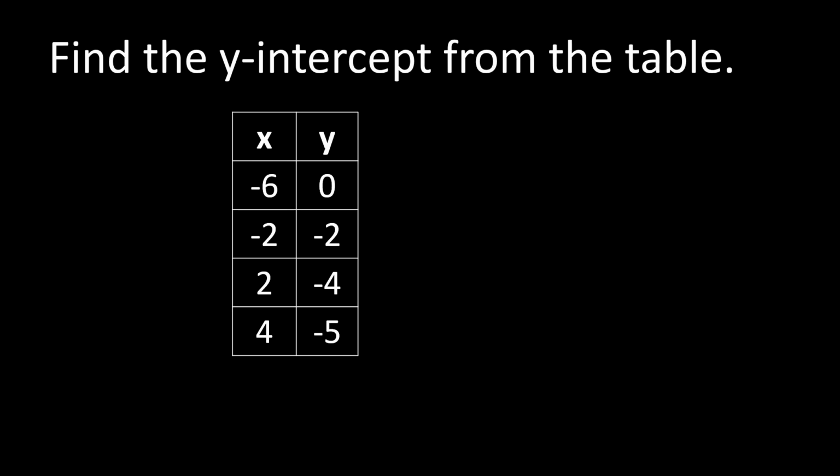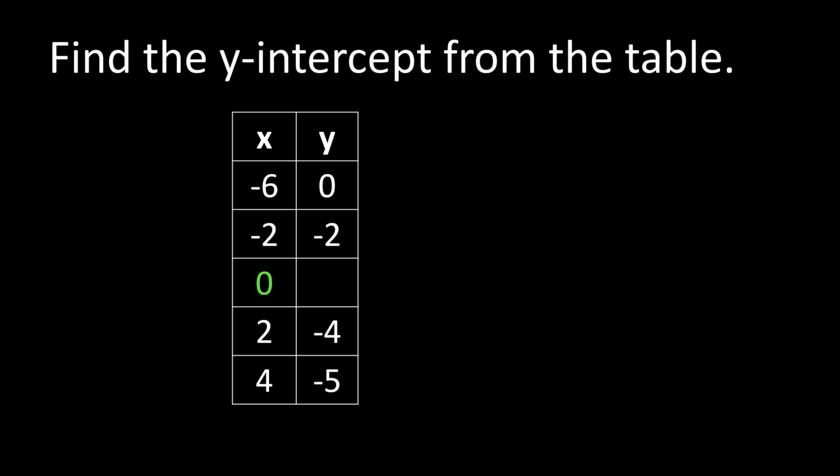And in the table, I don't have an x value of 0, so I can't get my y-intercept directly off the table. I do know that the point where x is 0 is going to fall here, somewhere in between the point -2, -2, and the next point 2, -4. So I'm going to go ahead and place 0 here. This is where that point is going to fall. My y-intercept is going to have to be somewhere in between -2 and -4.